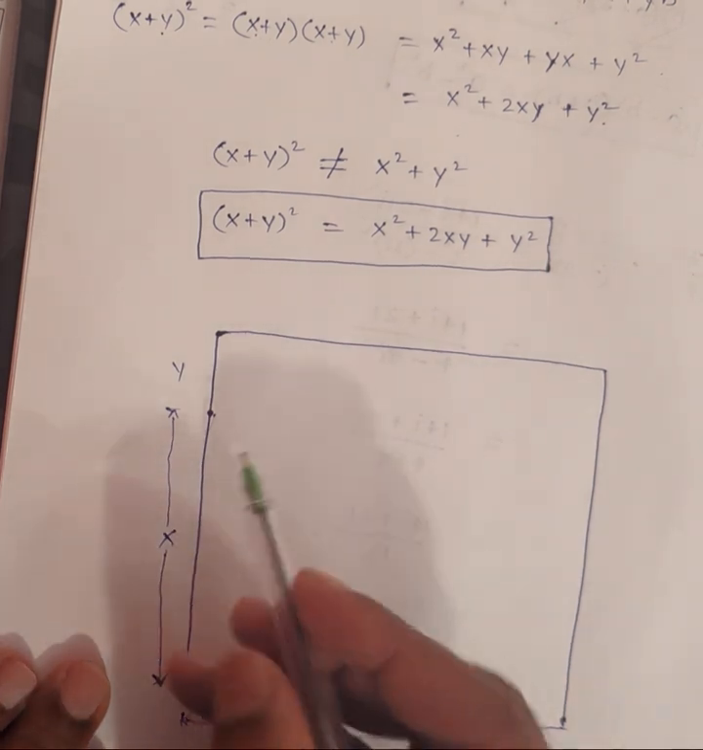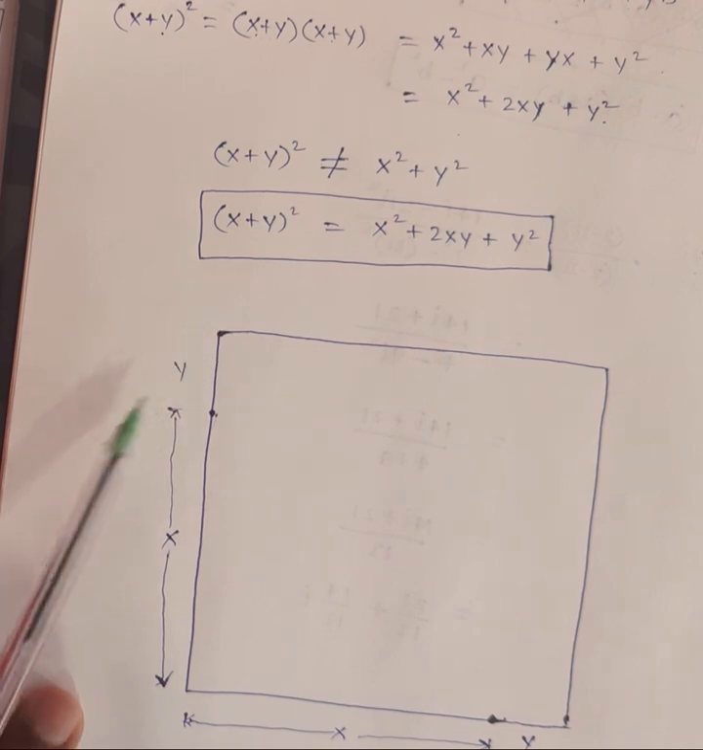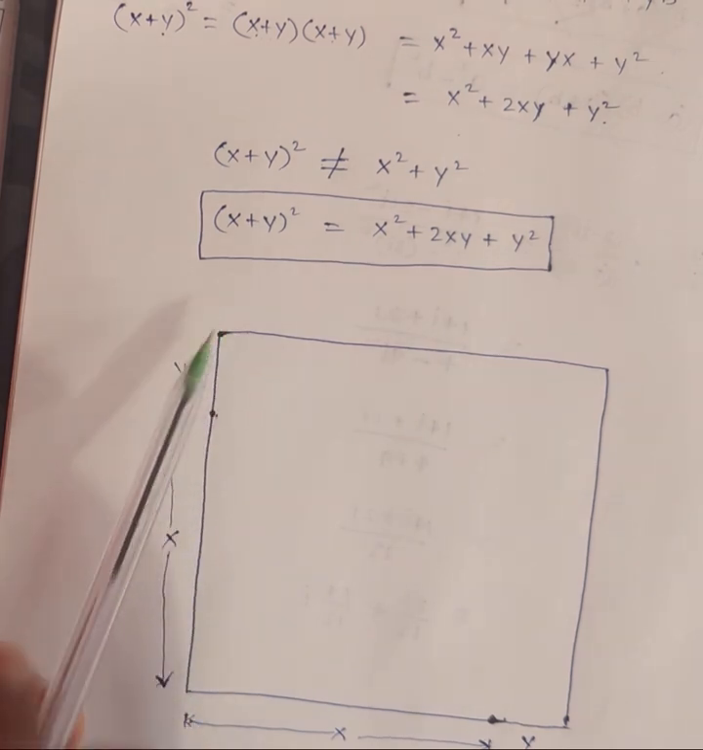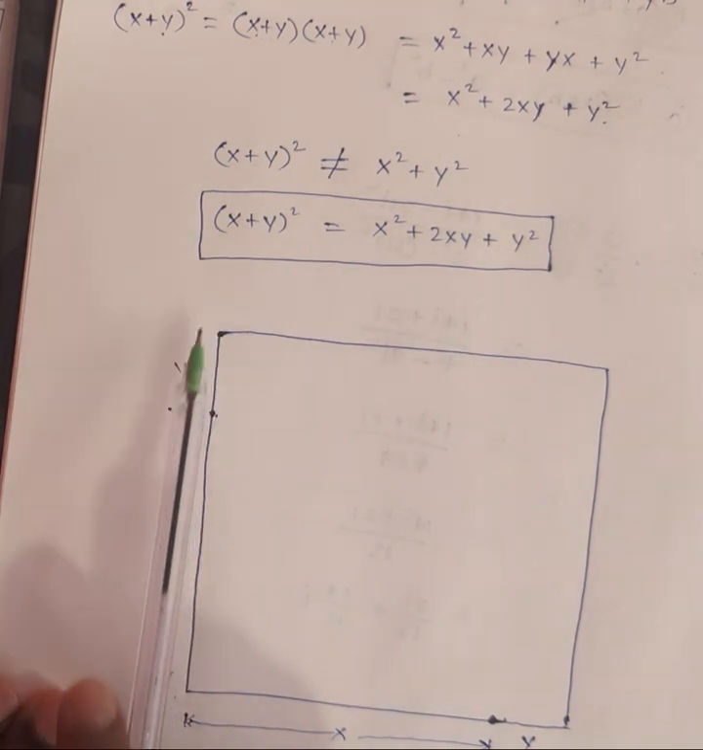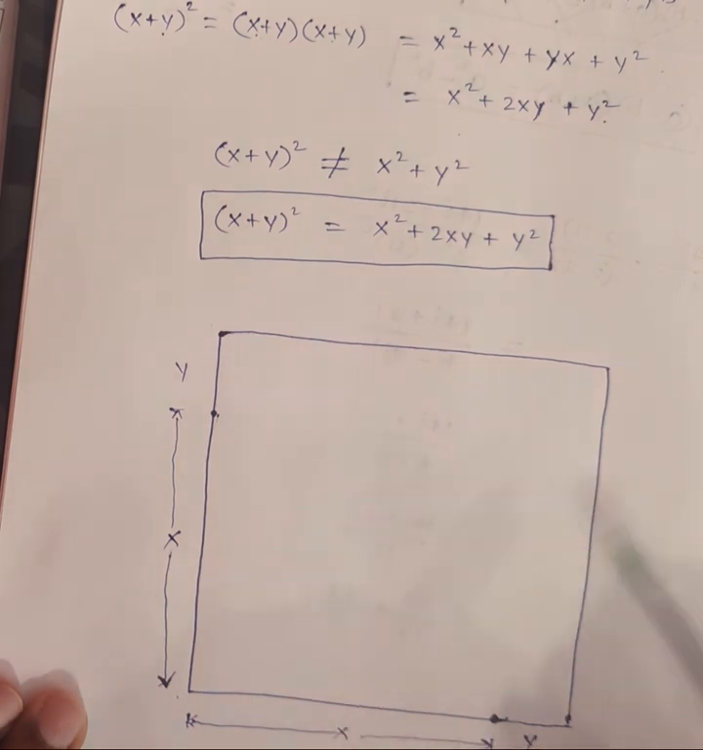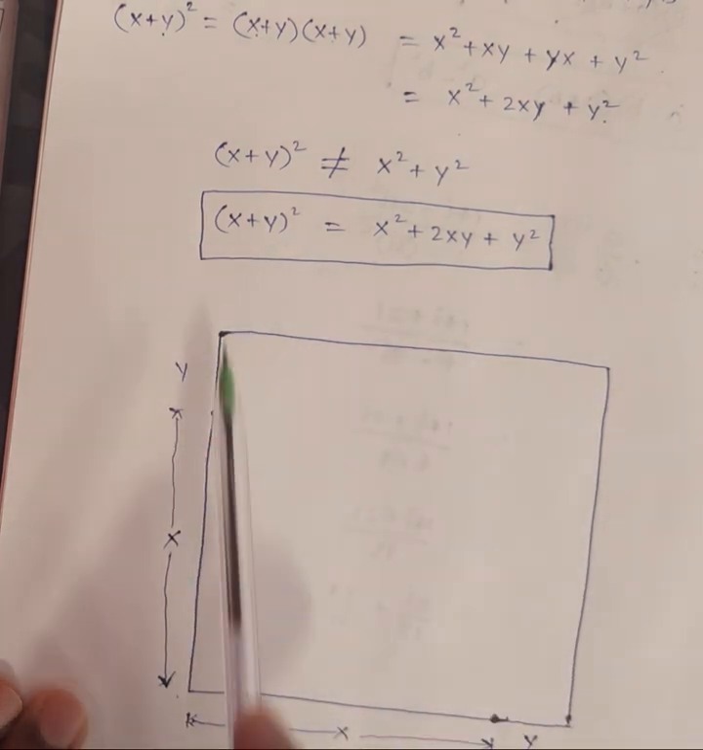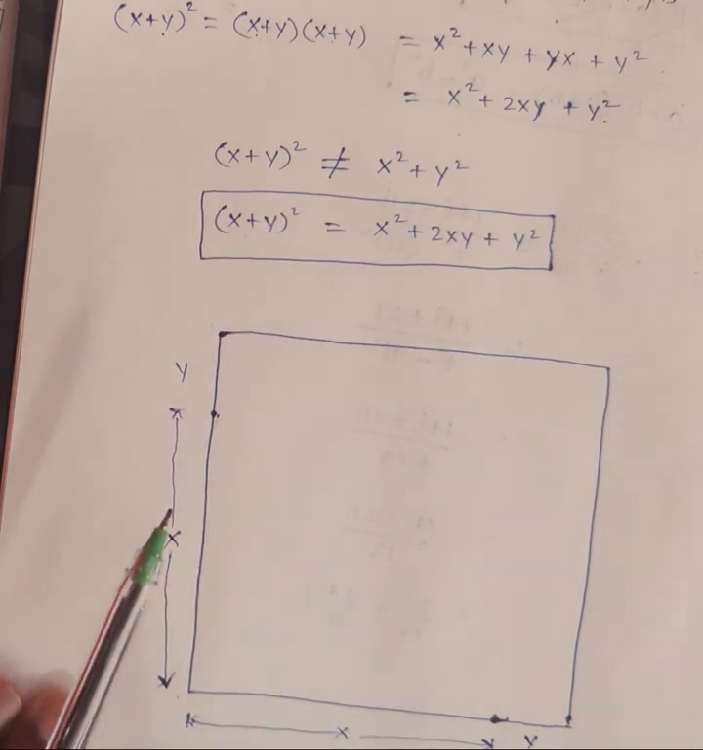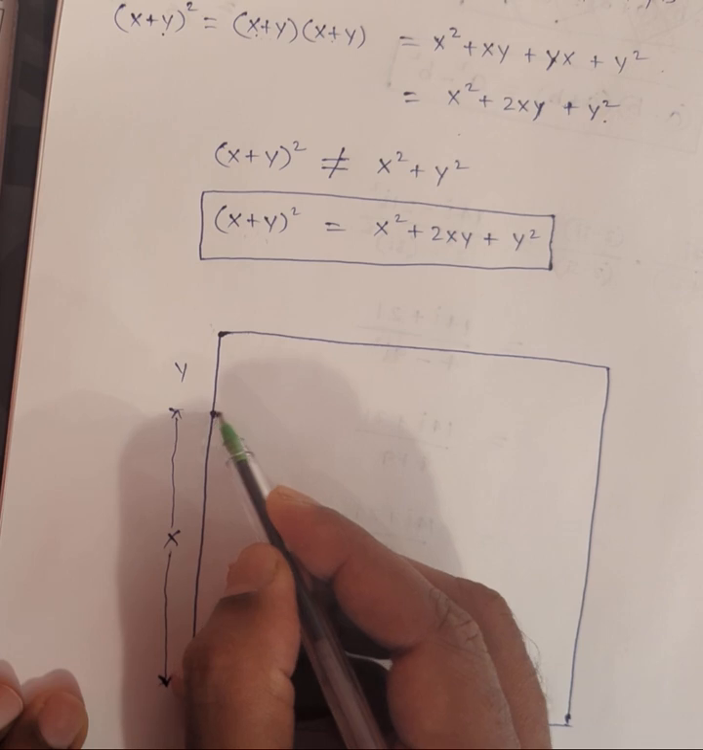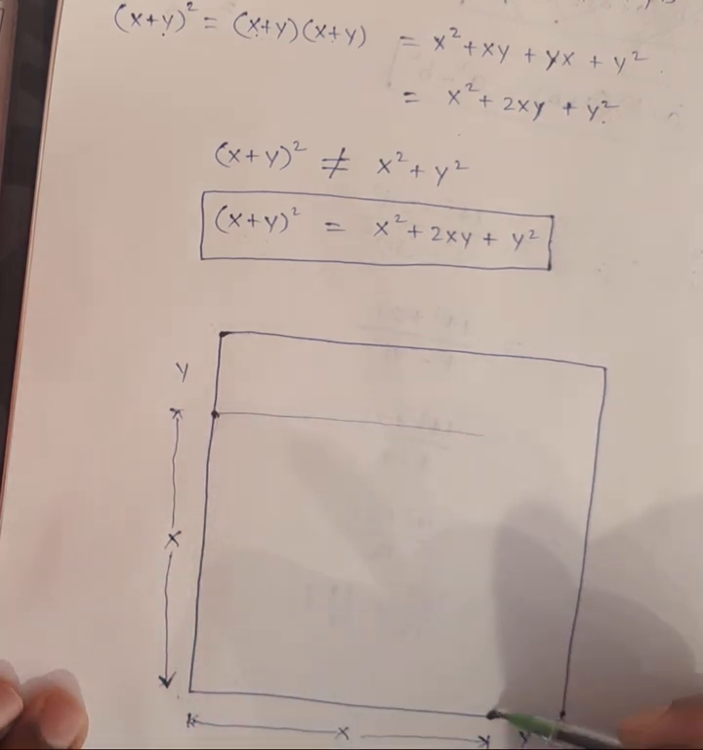So what do I notice? I notice that I have a square whose side length is x plus y. So it's x plus y in this direction, x plus y in this direction. So the area of this square is simply you multiply these two, so you get x plus y quantity squared. And notice, if I were to just add x squared and y squared, then this is what it's going to look like.